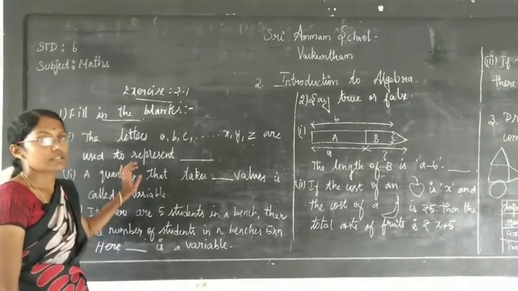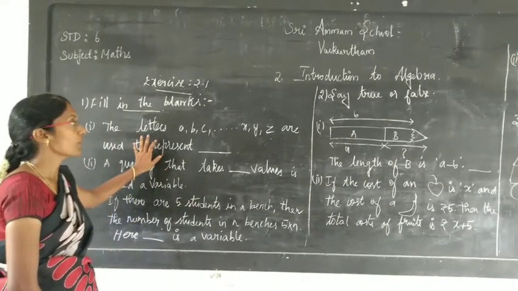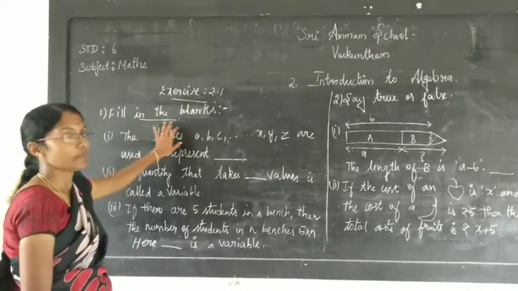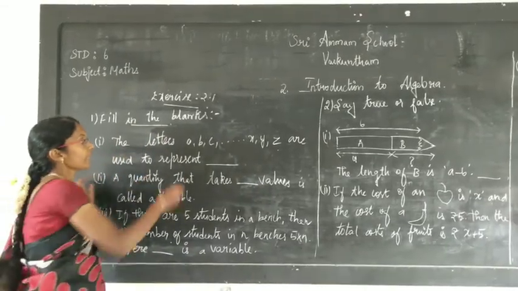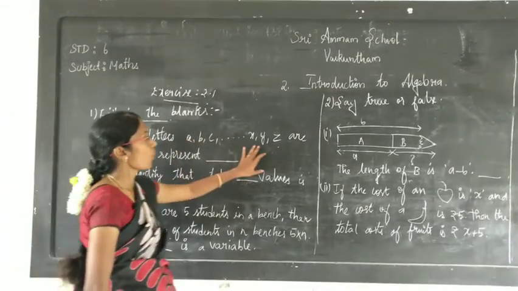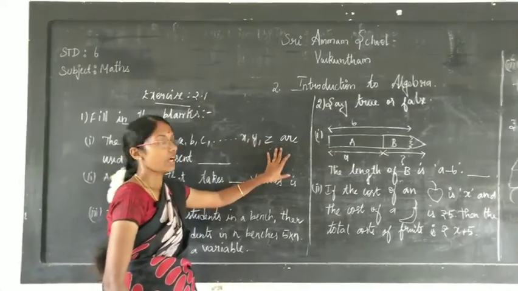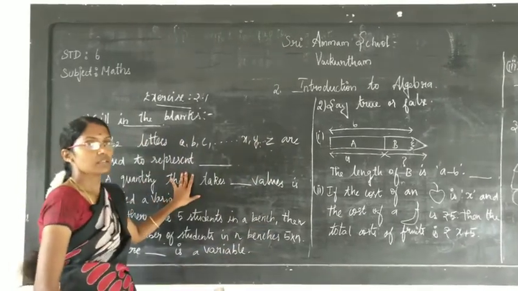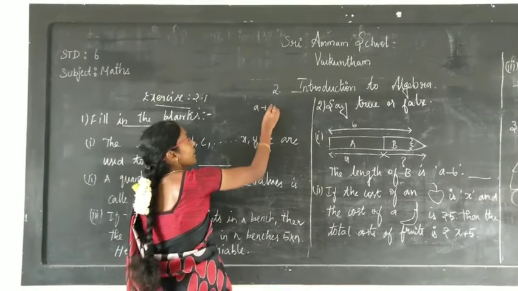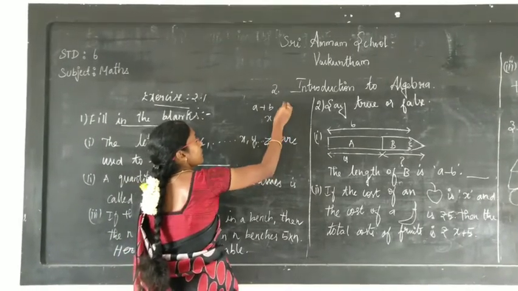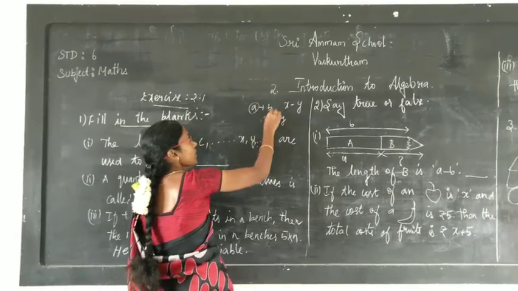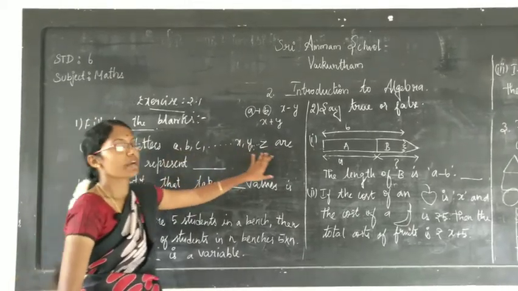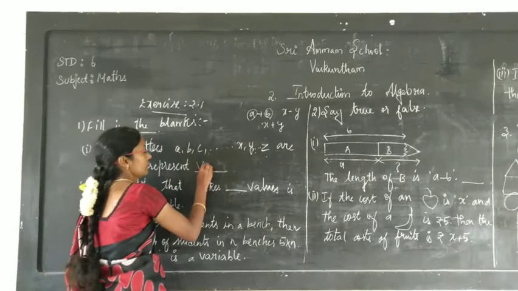Based on the lesson we have taught so far, we are going to discuss the exercise problems. This is exercise 2.1. First, fill in the blanks. See here the letters A, B, C and X, Y, Z and so on. These are used to represent, as I already said, A plus B, X plus Y, A, X minus Y. These are all variables. A, B, C, X, Y, Z are all variables.